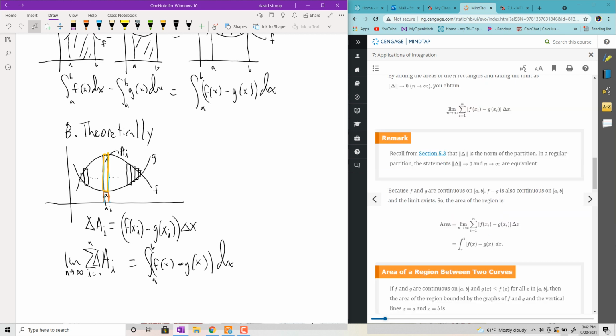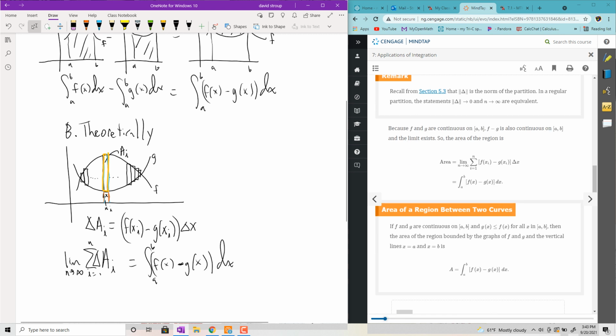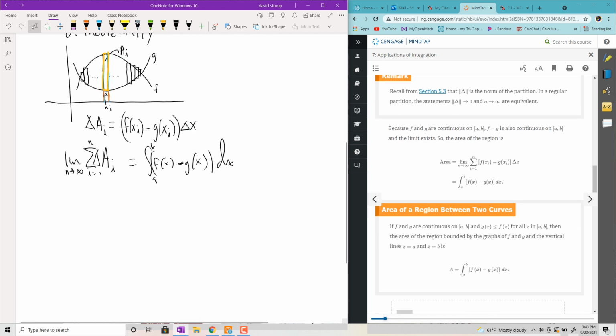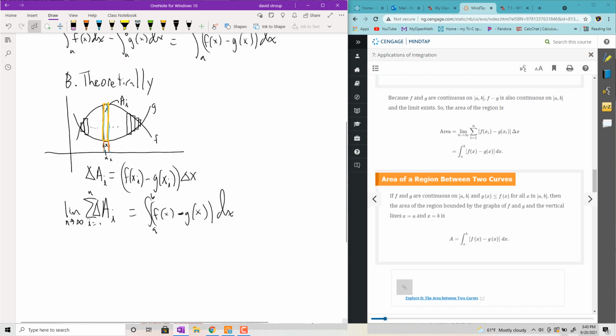Okay, so then they're just saying basically what I just said. Take the limit of it and you'll end up with this integral. There are some conditions: f and g have to be continuous on a, b, and they want f of x to be the top curve and g of x to be the bottom curve.